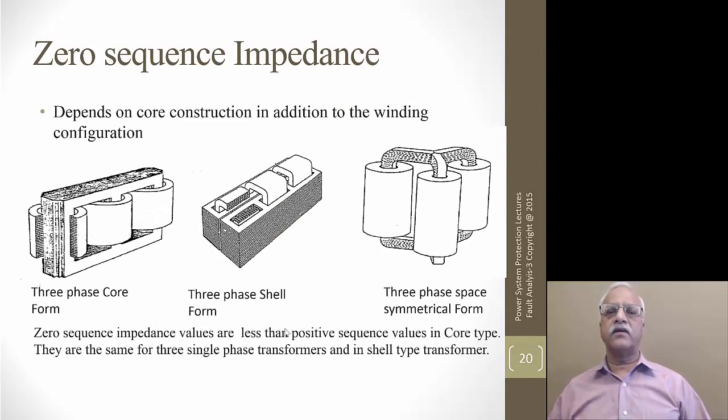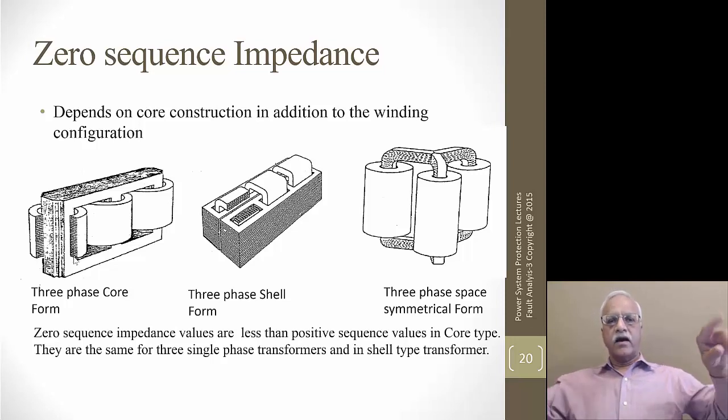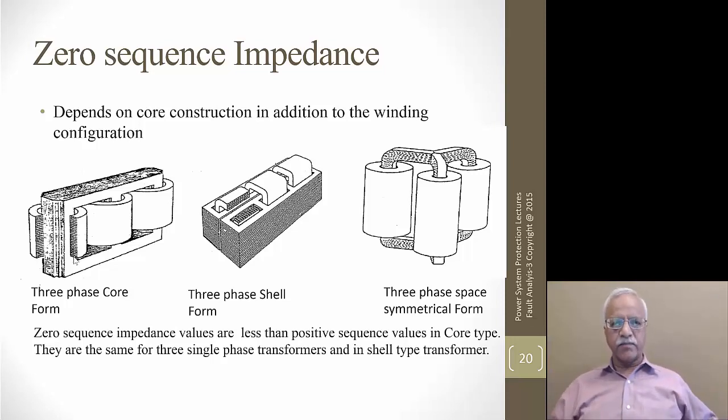Now, the zero sequence impedance also depends on the core in addition to the winding configuration. You have the three-phase core type, the shell type, and the three-phase symmetrical form. Zero sequence impedance values are less than the positive sequence in the core type. Why is this? If you apply a voltage on the Y winding, then the flux not only goes through the delta winding, it also goes through the tank. The tank provides a return path, so it is about six times the impedance between the Y and delta. So effectively, the zero sequence impedance is about 85 to 90% of the positive sequence impedance. If it is a core form, this is true, but if it's a shell form, it remains the same.